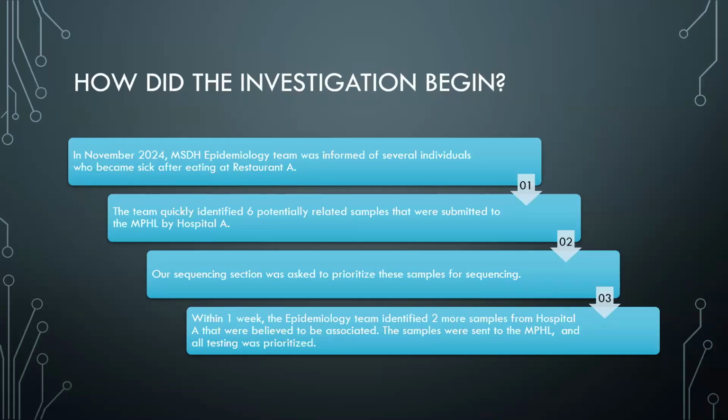And then within a week of that, they identified 2 more samples, making it 8 in total that they believed were all related. And these samples were also sent to the public health lab, and all of the testing was prioritized.